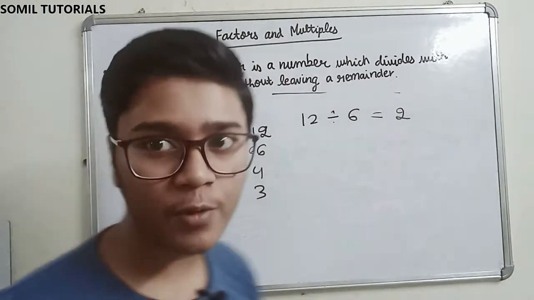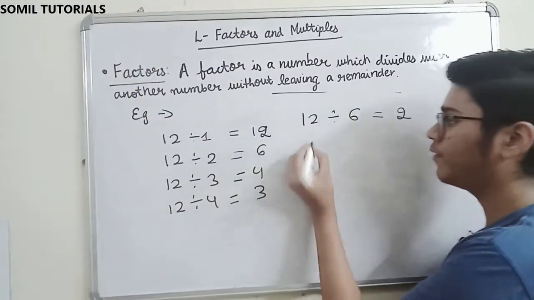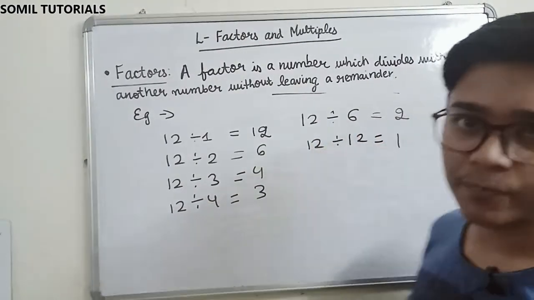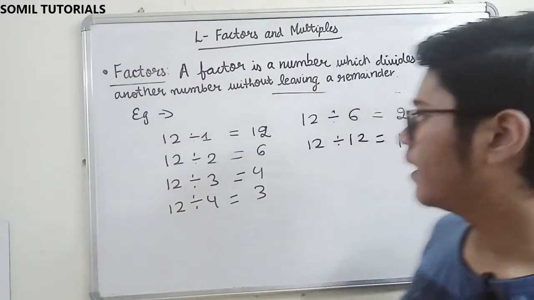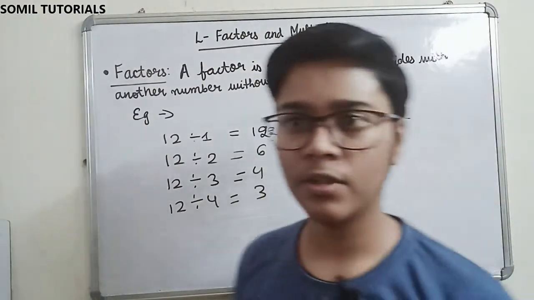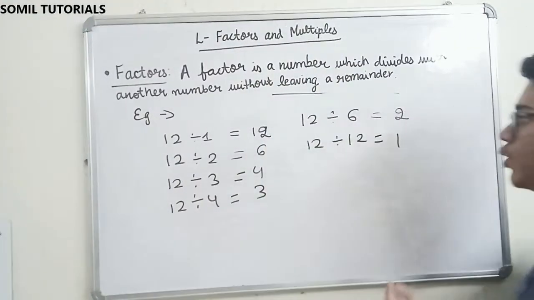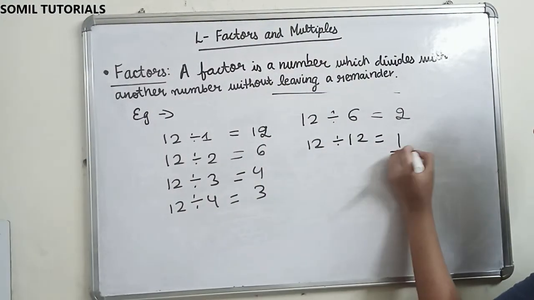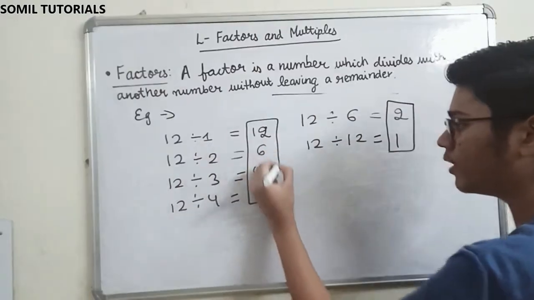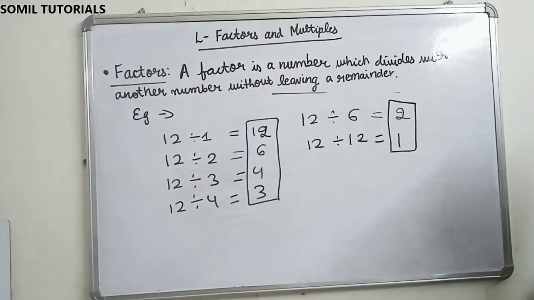Let us check for 12. 12 will definitely come. 12 divided by 12 is always 1. In 4th class we had studied that if we divide a number by itself, we always get quotient 1. So you can notice here that 1, 2, 3, 4, 6 and 12 are all the factors of number 12.